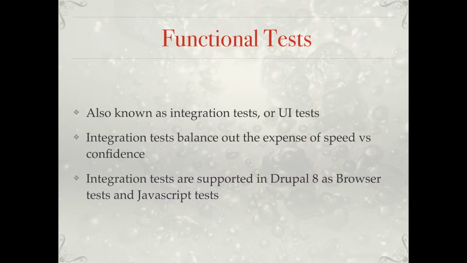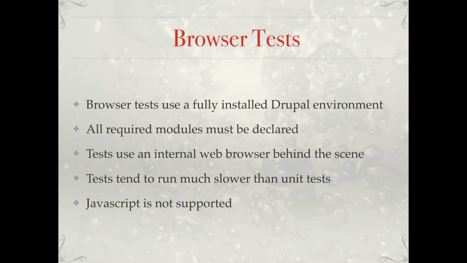Okay, so Drupal 8 calls these functional tests, and they're split up between browser tests and JavaScript tests. They're also known as UI tests. Different circles have different names for them. And again, they balance out the expense of speed versus confidence. If you're spending all of your time just writing unit tests, you're lulled into a sense of false confidence that everything's working the way it should. So Drupal 8 supports the browser test and the JavaScript test, but there should be an asterisk next to the JavaScript test because they support it, but they don't really, because you need an external piece in order to get them to run. And we'll talk about that.